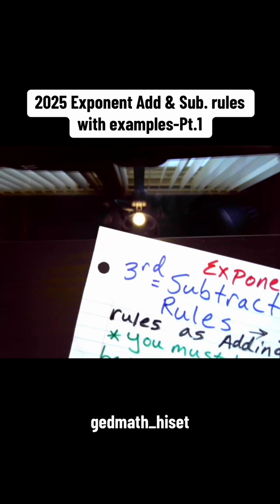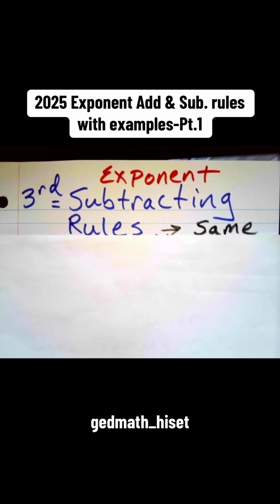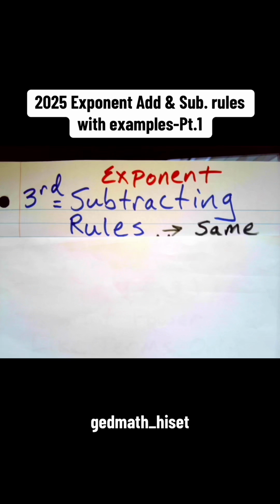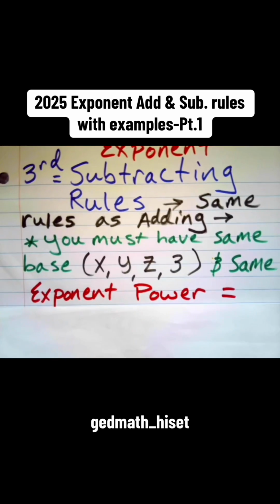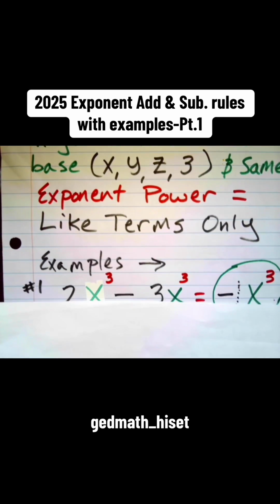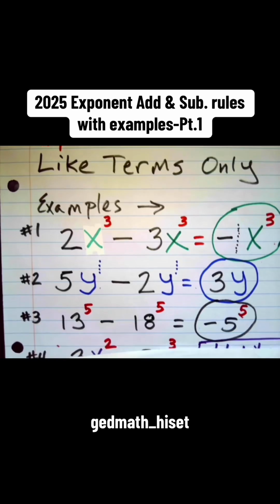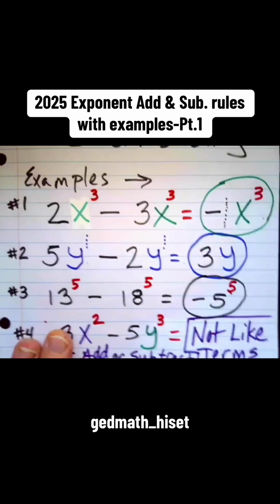Let's take a look at some of the subtraction rules that I have set up here. It's pretty much the same thing, and so I'll be going through this. If I go too fast, please pause, rewind, and watch again. Exponential rules. Third is subtraction rules. So the same rules as adding. You must have the same base and the same exponential power. That makes them like terms. So here are the four examples I would like to go over with you.